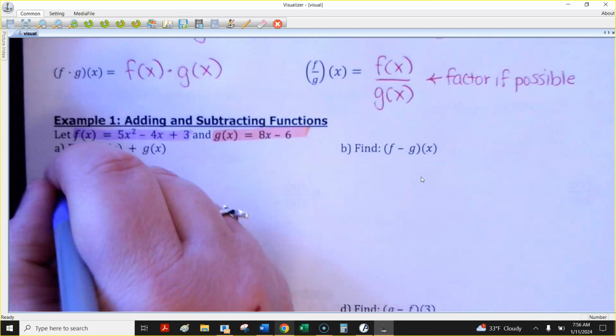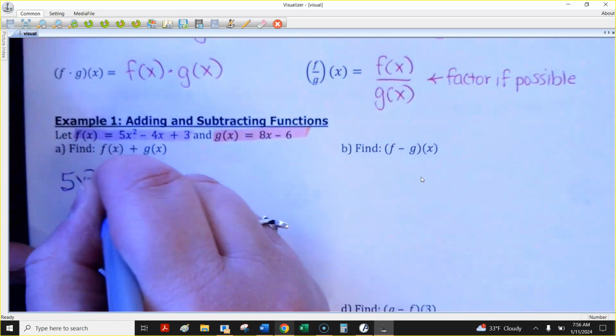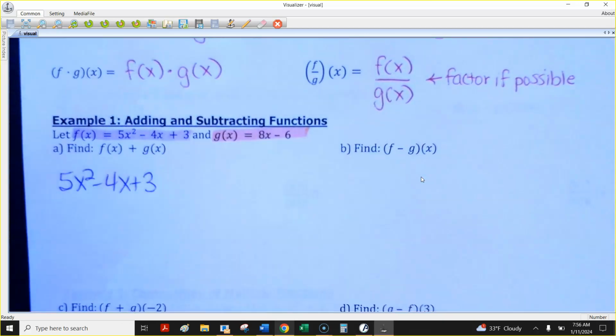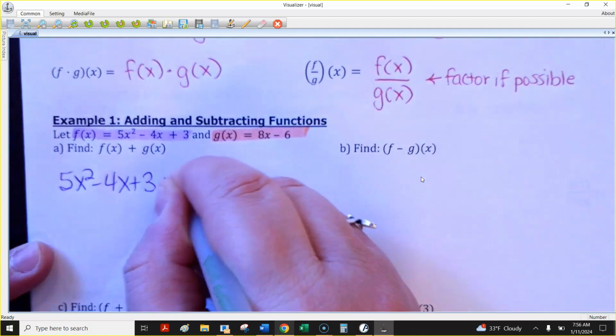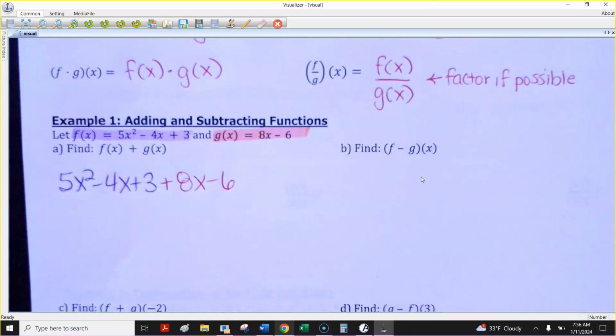We're going to have 5x squared minus 4x plus 3, and to that, I'm just going to add 8x minus 6. So I'm literally just basically substituting what f of x is equal to in for f of x, what g of x is equal to for g of x, and then all you have to do to answer the question is combine any like terms if you can. So that's all we're doing, just simplify this.